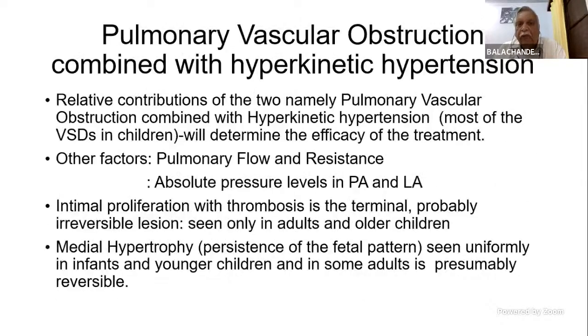Next slide. Without surgery, with hyperkinetic obstruction, there are two contributions. Pulmonary vascular obstruction combined with hyperkinetic obstruction, this is what is seen in children, and it will determine the efficacy of the treatment. So pulmonary flow, resistance, absolute pulmonary pressures, etc., and then the intimal proliferation and medial hypertrophy. These concepts I have brought in, even though it is theory rather than clinical approach, but it will help the candidate in getting a good picture of the flow resistances which are asked in the exam. Next slide.